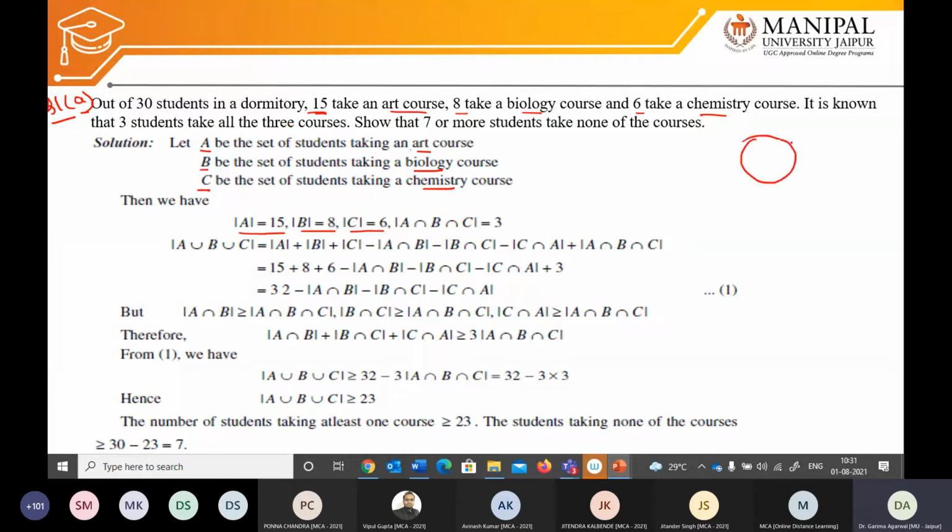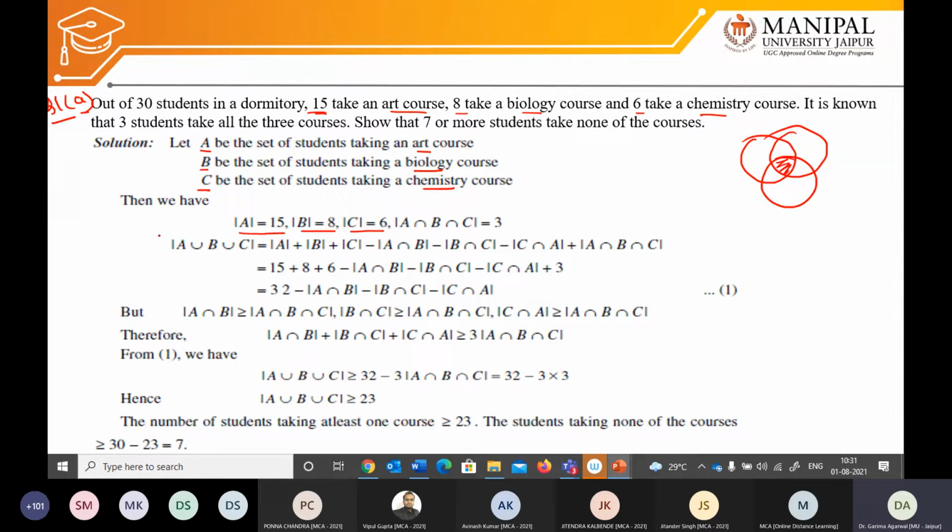That means they take A course, they take B course, and they take C course also. So these are the 3 students. That means the intersection of A, B, C is 3. Show that 7 or more students take none of the course. We need to prove that 7 students take none of the course, right?